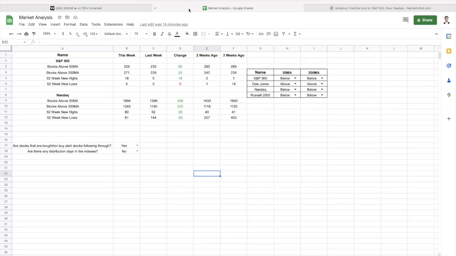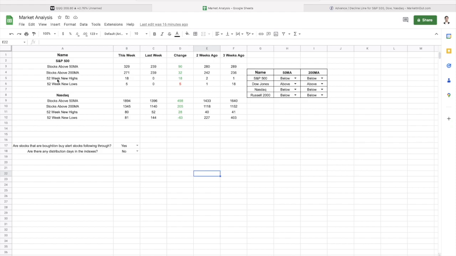So over here, we are taking a look at both the S&P 500 and the Nasdaq. So for the S&P 500, for stocks trading above their 50-day moving average, 2 weeks ago we had 239 stocks trading above the 50-day moving average. And for last week, it was 329. So we saw an increase of 90. And for stocks trading above their 200-day moving average, 2 weeks ago we had 239, and last week we had 271, with an increase of 32.